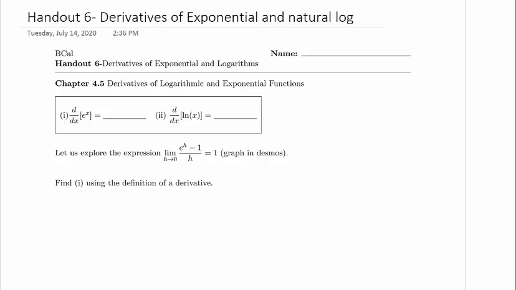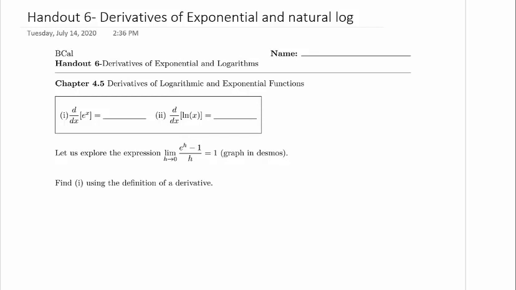Hey, Business Cal students. So we're going to continue the conversation we started earlier. Now that we all have had a nice refresher on what a natural log is, or a logarithm in general, as well as the exponential function, we're going to discuss how to take the derivative of these functions.